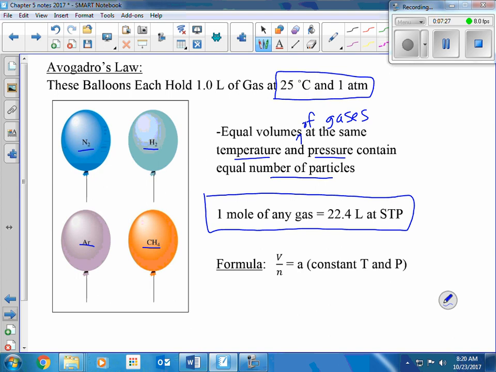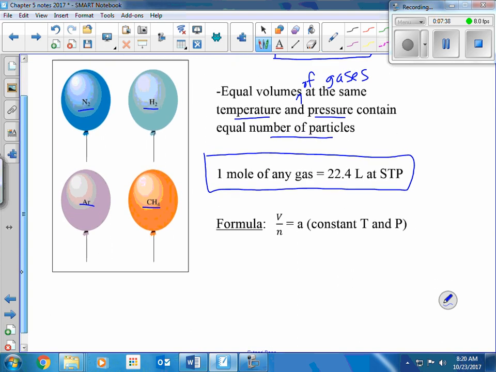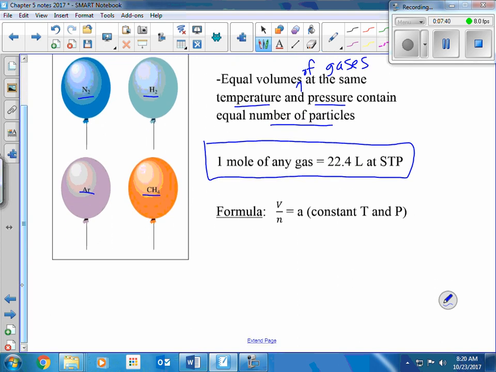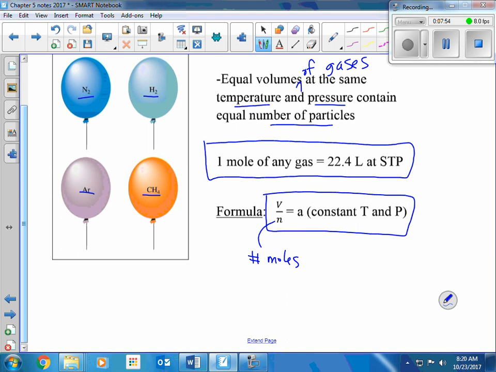Now, this doesn't say anything about the velocities, which we will talk about later in this chapter, but you can imagine that they all have different masses, so the velocities of what's going on in there is going to be slightly different. But for Avogadro's law, they are going to have equal volume if they're at the same temperature and pressure. And you can see here the formula, where V is for volume, n is for the number of moles. And so this is just a relationship if I have it at constant temperature and pressure.